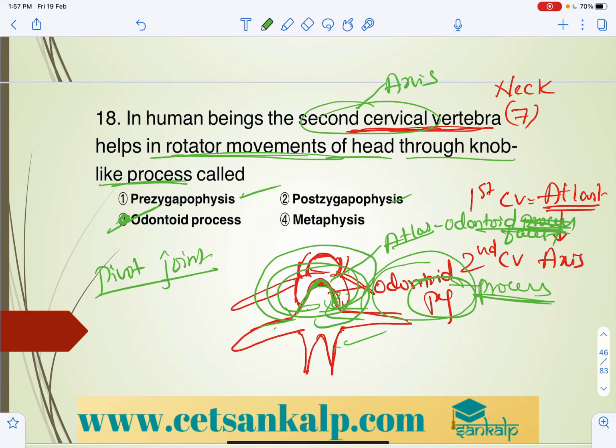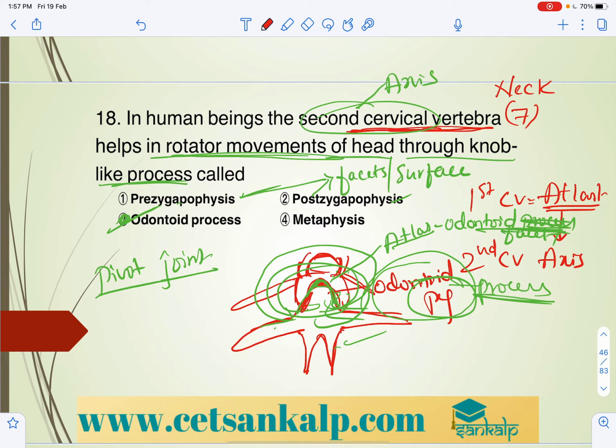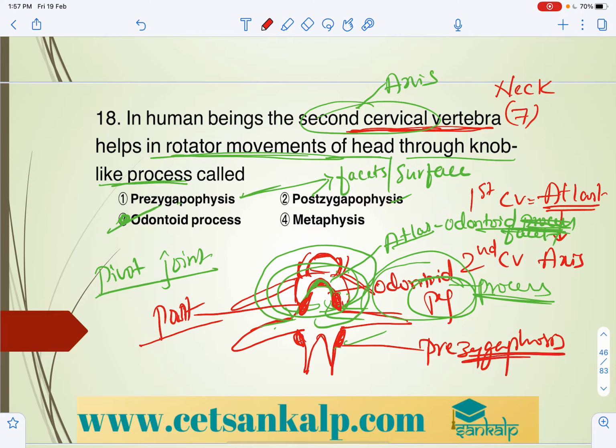Pre-zygapophysis and post-zygapophysis are the articulatory facets or surfaces. If they are present above the vertebrae, they are called post-zygapophysis. If they are present below the vertebrae, they are called pre-zygapophysis. These are actually articulatory surfaces which help in articulation. So the answer for that is odontoid process.